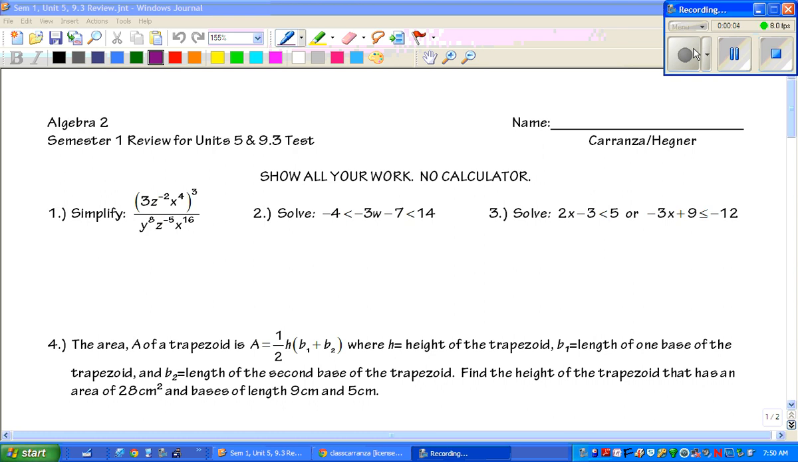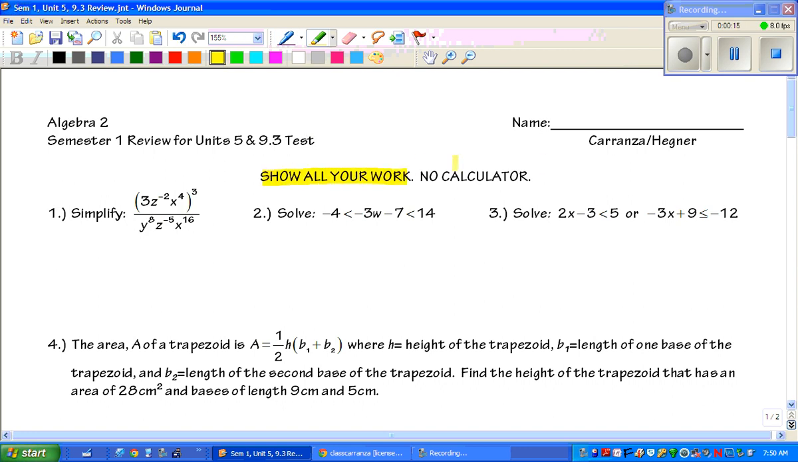Hey guys, this is Mr. Grice for Algebra 2 Semester 1 review for Units 5 and 9.3 test. Let's make sure we read the directions where it says to show all of your work and no calculator.